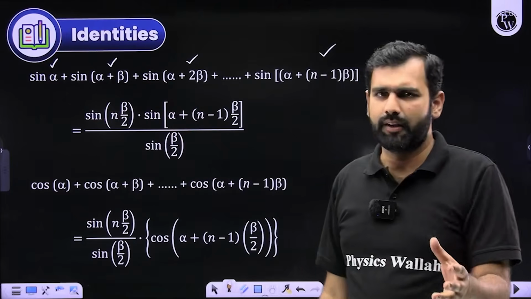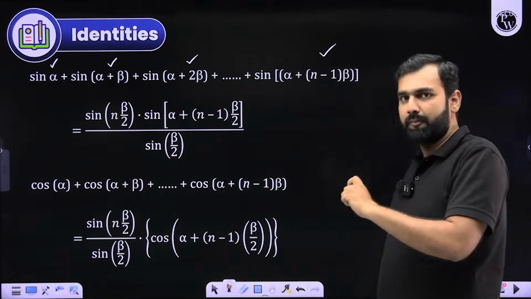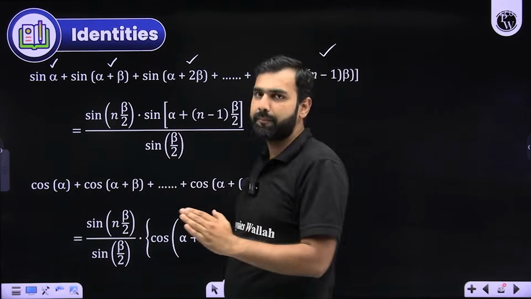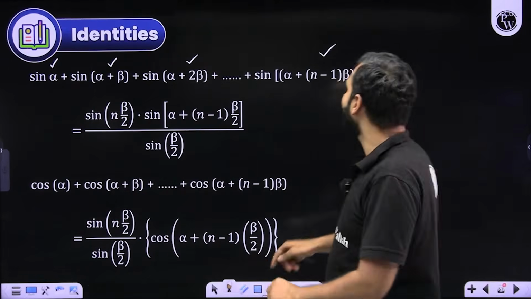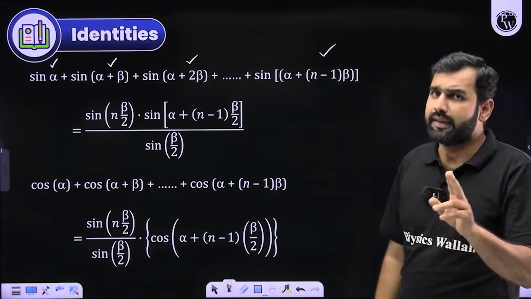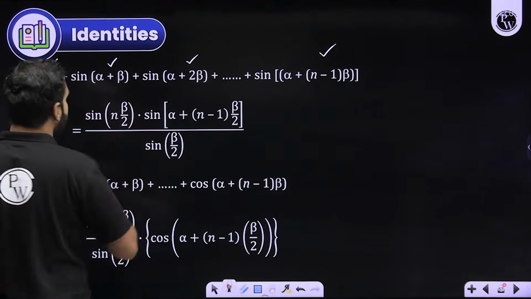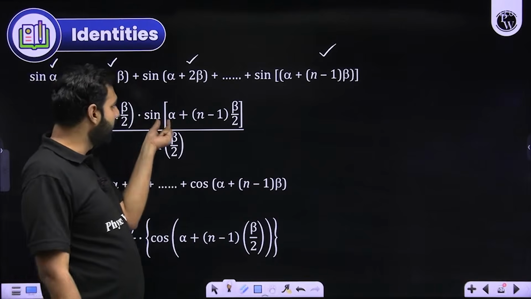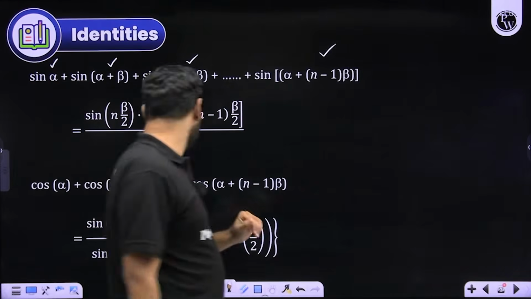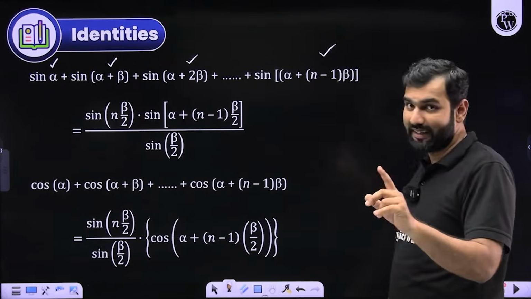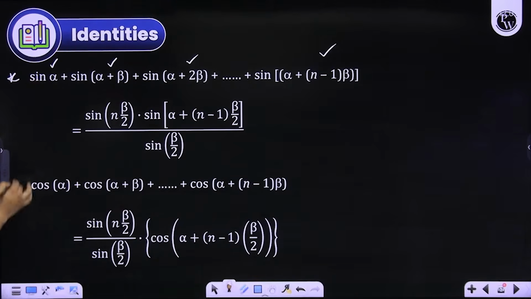There will be some simple values. But when you look at the angles, they are in AP: alpha plus beta, alpha plus 2 beta. So if angles are found in AP, where you remember alpha is the first term, beta is the common difference, and the number of terms is n, in that case you can directly write the final result as sine n beta by 2 times sine alpha plus n minus 1 beta by 2, whole divided by sine beta by 2. The only change happens when it is given in cos. So this is the formula if angles are in AP when the sine ratio is taken.